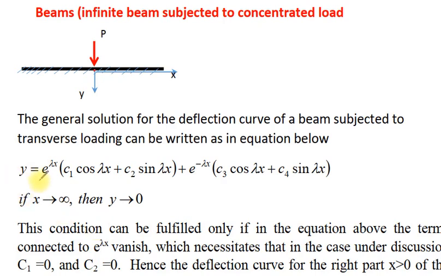y, the deflection at any point, equals e to the lambda x multiplied by constant c1 cosine lambda x plus constant c2 sine lambda x, plus e to the minus lambda x multiplied by constant c3 cosine lambda x plus c4 sine lambda x. Start with this equation and apply the boundary condition.